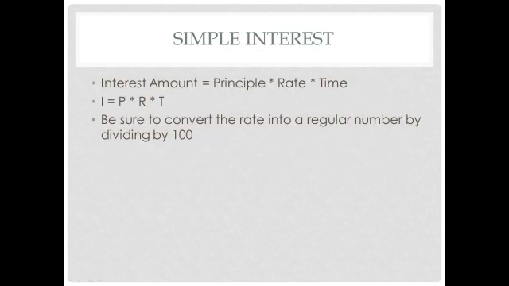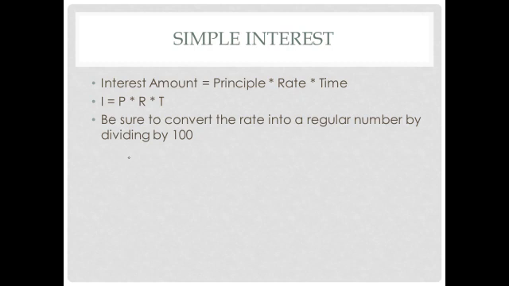Okay, so let's start off by looking at the simple interest formula that we're going to use. The interest amount equals the principal times the rate times the time, and we use I equals P times R times T. Now in this video I only use R because I'm going to convert whatever my percentage rate is into a regular number. And remember, we do that just by dividing by 100 or simply moving the decimal 2 places to the left.